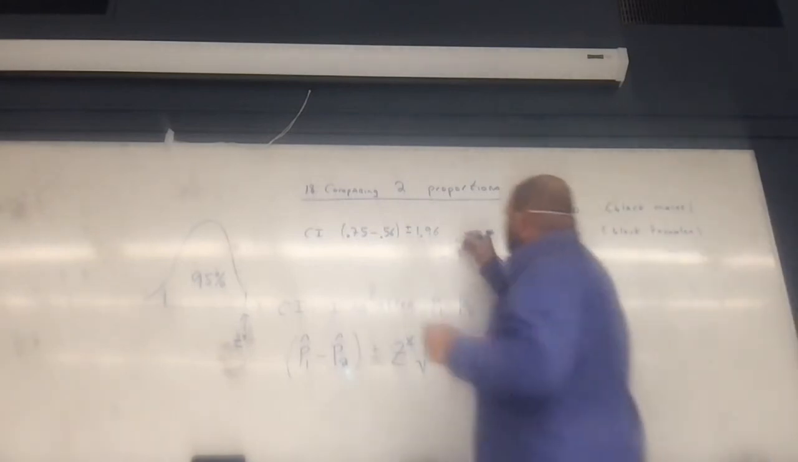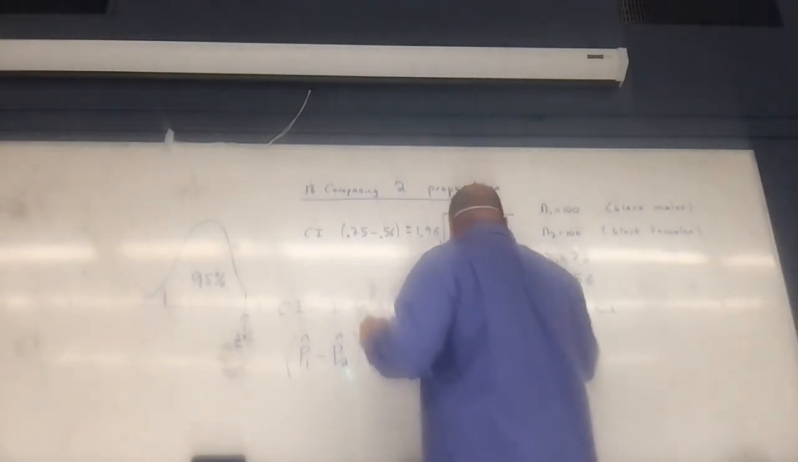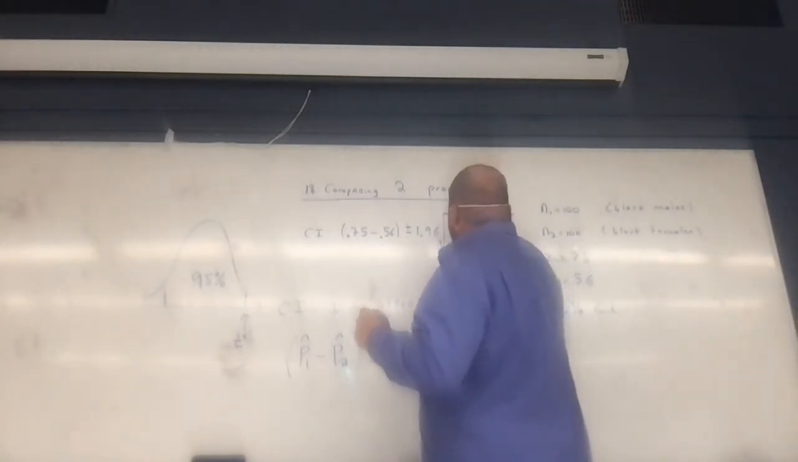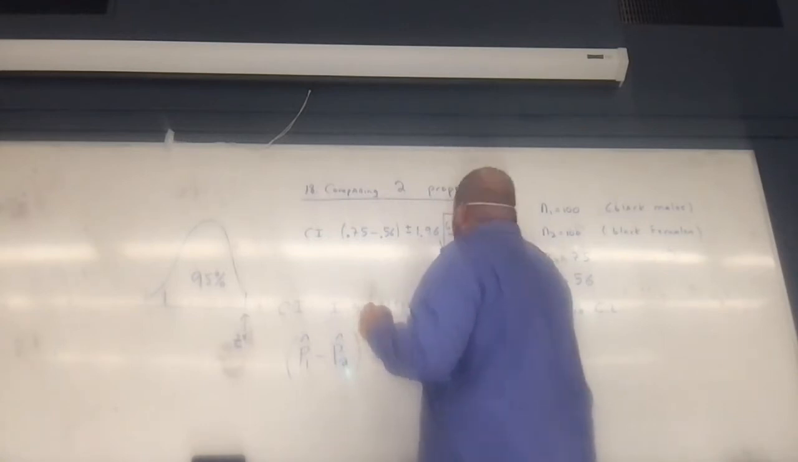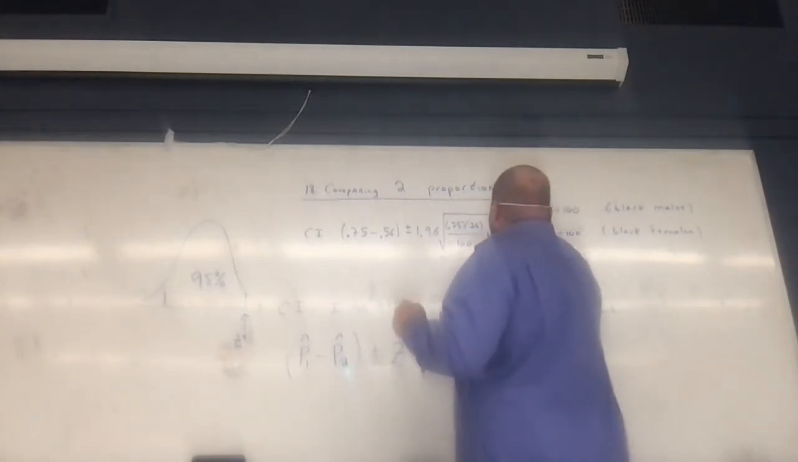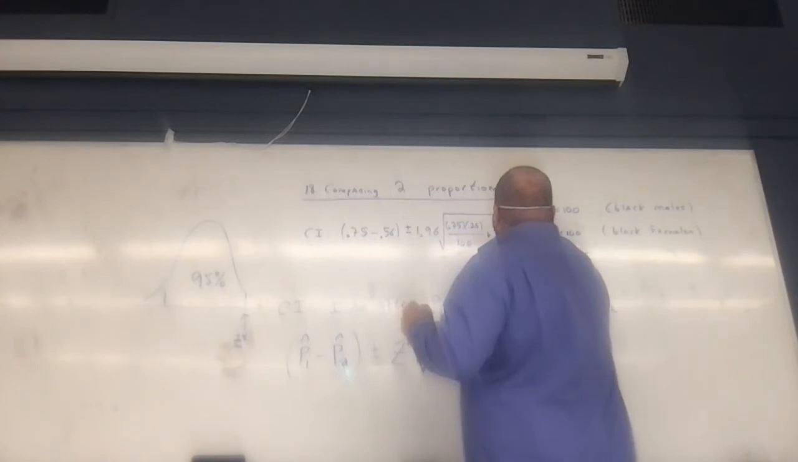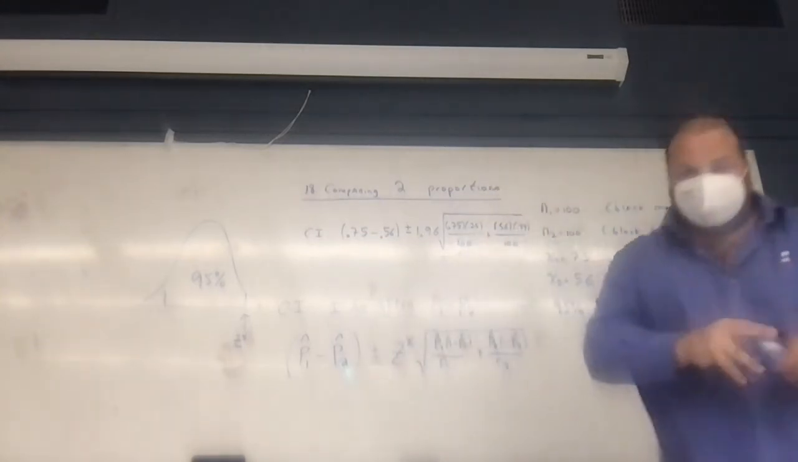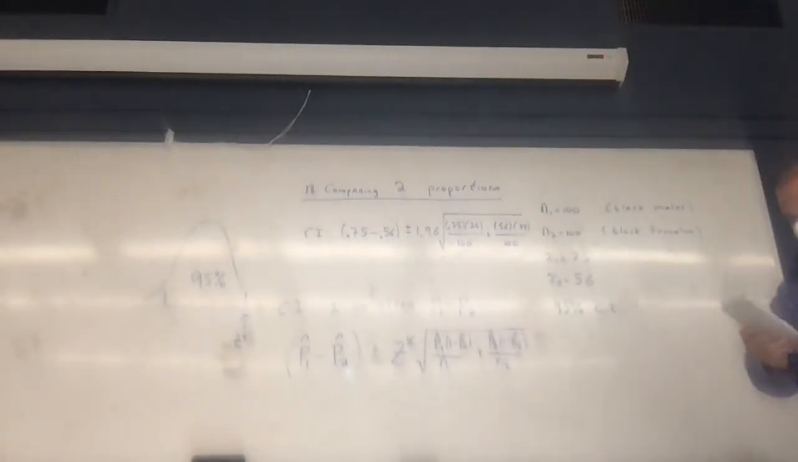So then we have Z star times the square root of P1 hat, 0.75, times 1 minus that, 0.25, over N1, which is 100, plus P2 hat, which was 0.56, times 1 minus that, which is 0.44, also over 100. So let's take out our calculator and compute this.